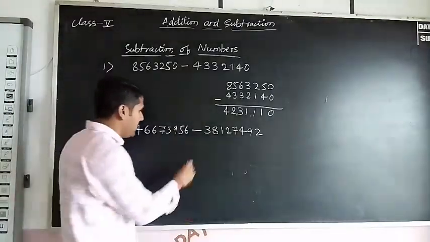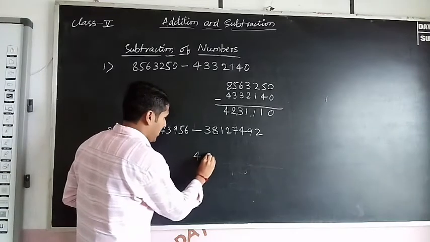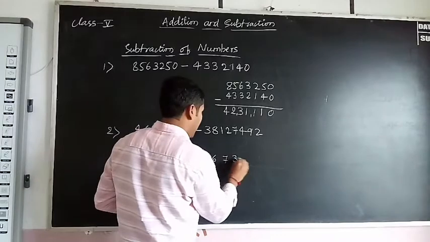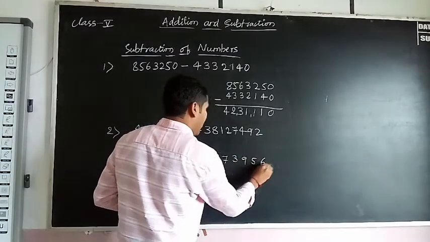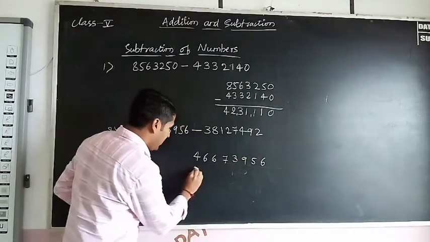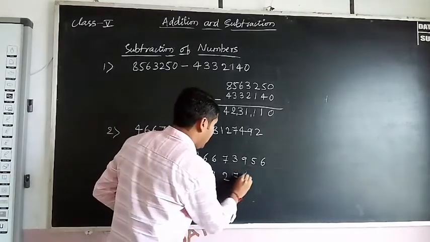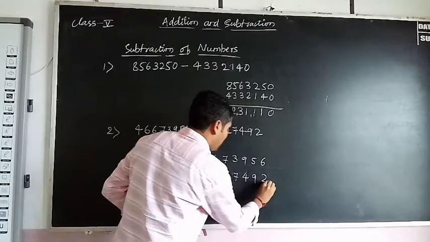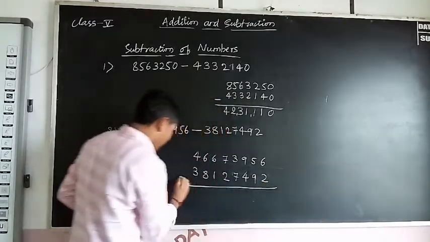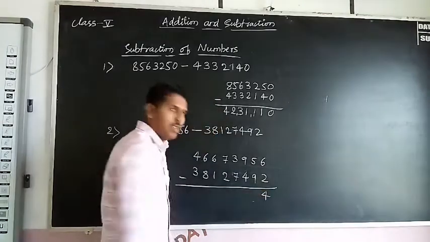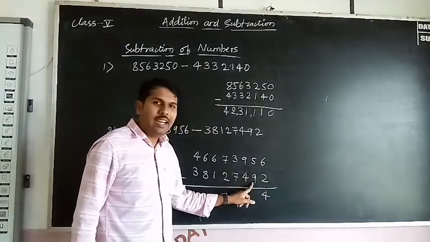Second one. So how to subtract this number? First write down this number, 4, 6, 6, 7, 3, 9, 5 and 6. So next number, 3, 8, 1, 2, 7, 4, 9, 2. Okay. So subtraction. 6 minus 2, 4. Here 5 is there, here 9 is there.